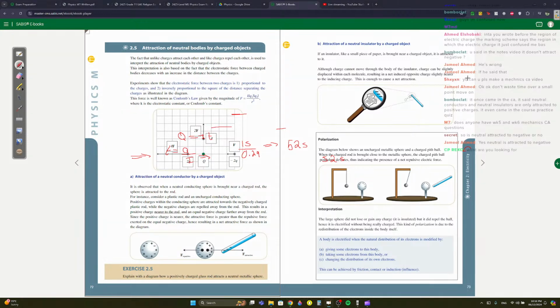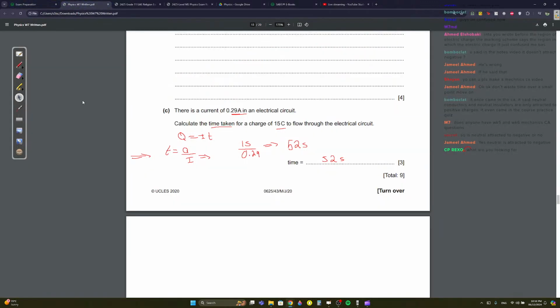Guys, let me explain it for you. If you have a negative rod, negative, negative, negative, and you have an uncharged object, it's going to attract the positive charges. And this will cause an induced attraction force. So it will cause an attraction. So no matter if you're bringing a negative or a positive object closer to a neutral object, it will always have an attraction force. If an insulator is brought near a charged object, it's attracted to it. Although charge cannot move through the body of the insulator, charge can be slightly displaced. This is enough to cause a net attraction. It's very basic, guys.